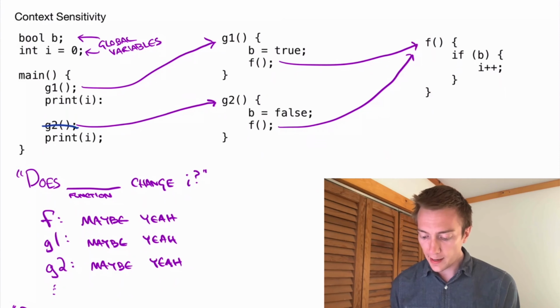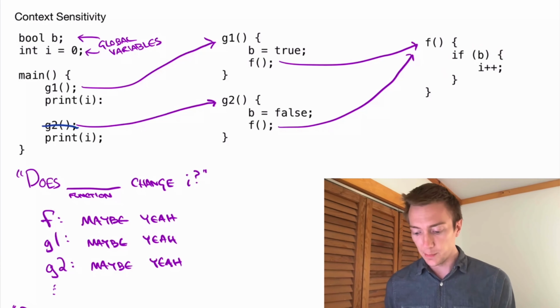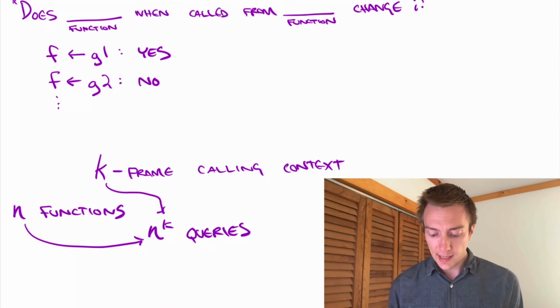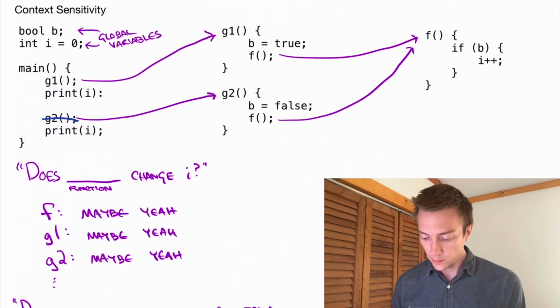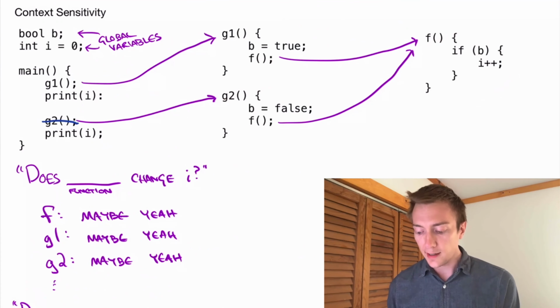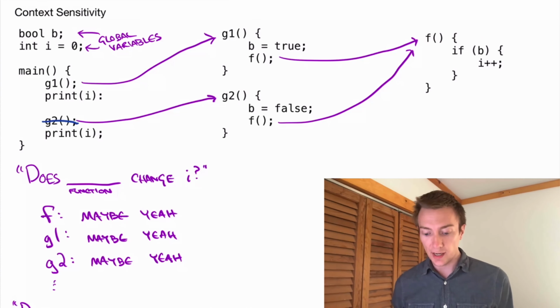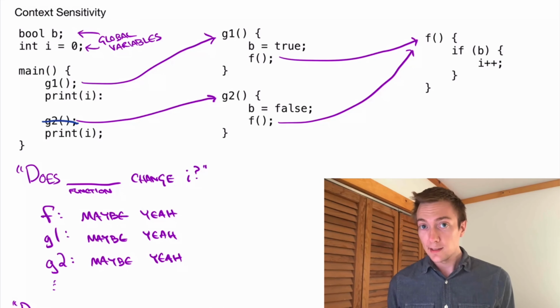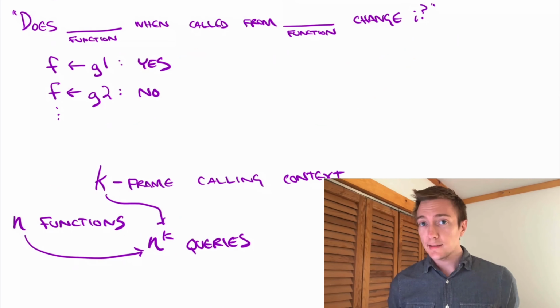That is to say, when f is called from G1, we know that during the entire invocation of f, b is true, so we can say, yes, it definitely modifies I. And similarly, we can ask a different question, does f modify I when called from G2? And we can say, well, we know during the entire invocation of f here, b is false, and therefore this function cannot possibly change I. And then we can use that to do the dead code elimination we always wanted, to cross off this call to G2. This change in the question we're asking the analysis is the introduction of context sensitivity.